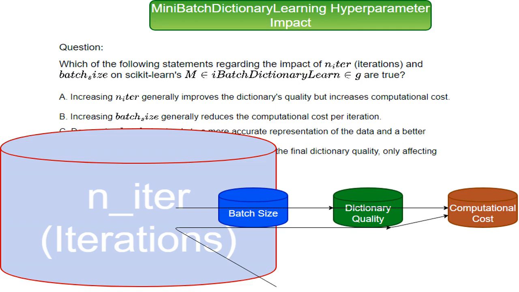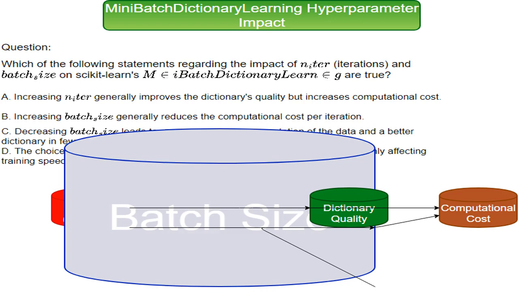This is simply the number of times the algorithm cycles through the entire dataset, or a chunk of it, in mini-batch learning. Think of it as the number of times you refine your dictionary. More iterations mean a better result, but it will obviously take longer. This is the size of the dataset chunk the algorithm processes in each iteration. A smaller batch size means more frequent updates, while a larger one means fewer, but potentially larger, updates. I need to consider the trade-off between computation time per iteration and the overall number of iterations.